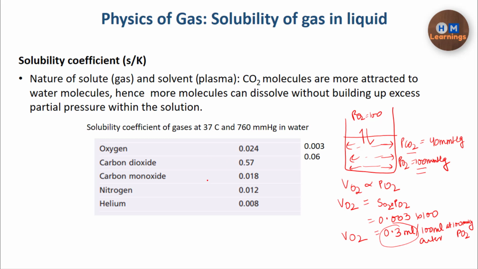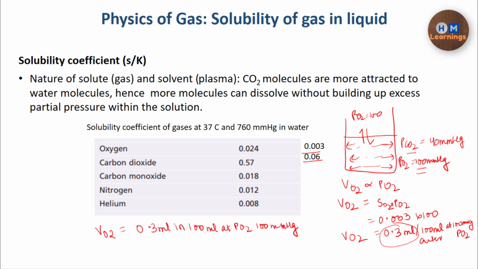So now you can see that there is a difference in the solubility coefficient of oxygen and carbon dioxide. If, using Henry's law, you calculate the amount of oxygen dissolved in 100 ml of arterial blood at a PO2 of 100 mmHg, you will get 0.3 ml of oxygen in 100 ml of arterial blood at a PO2 of 100 mmHg.